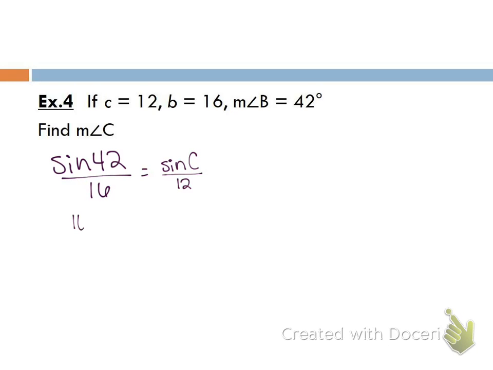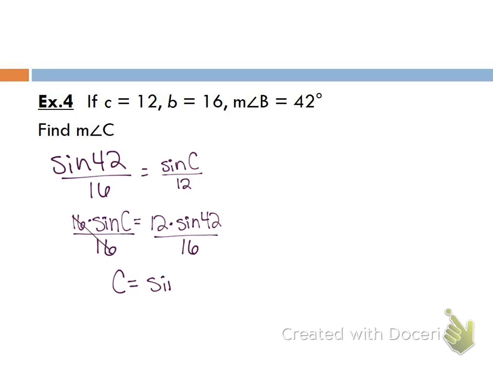Okay, again, we cross multiply to solve. 16 times sine of angle C equals 12 times sine of 42. To get C alone, the first thing I need to do is divide both sides by 16. If you wanted to reduce the 12 with the 16, you could, but you do not have to. After that, we would have to use inverse sine to get angle C all alone. Inverse sine of that whole fraction.